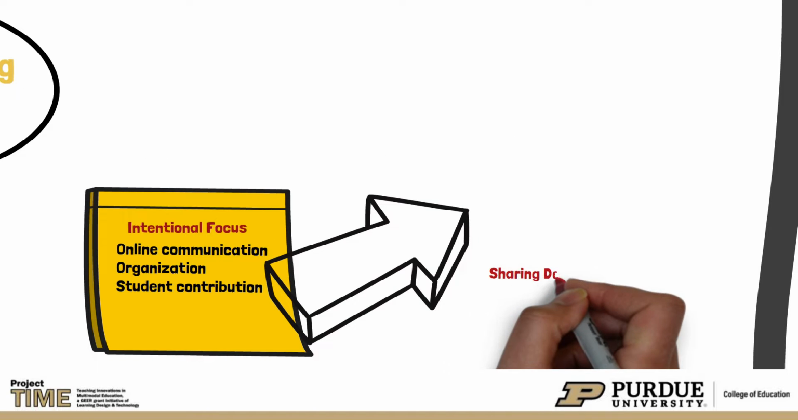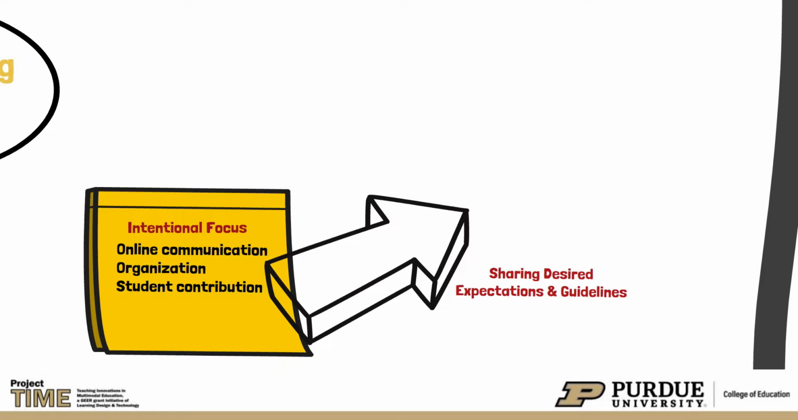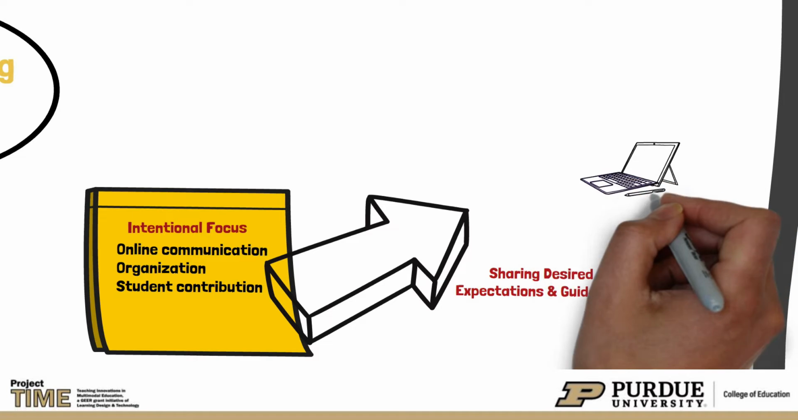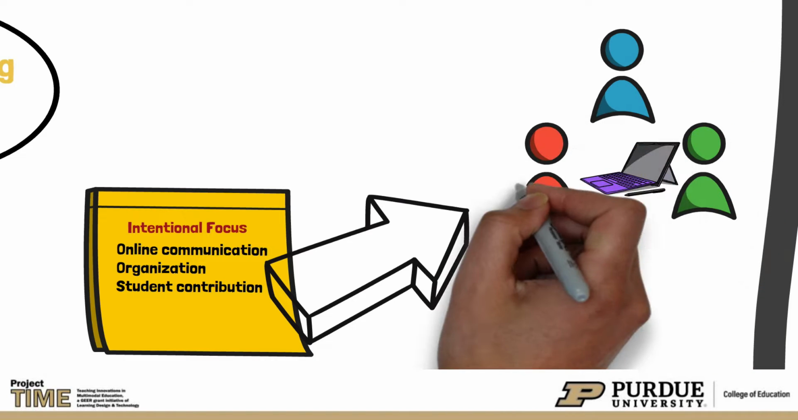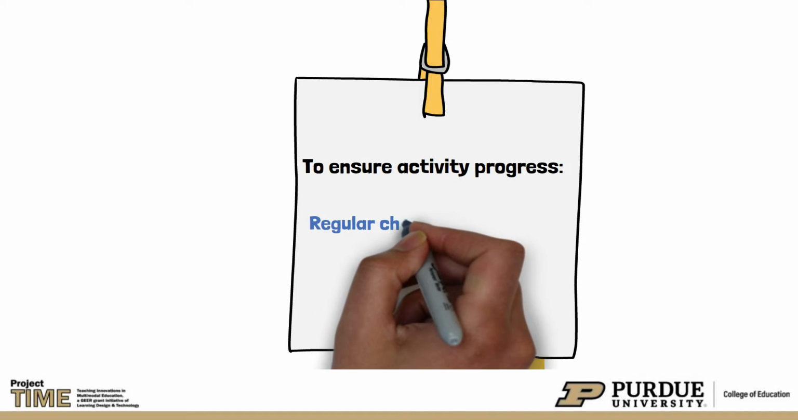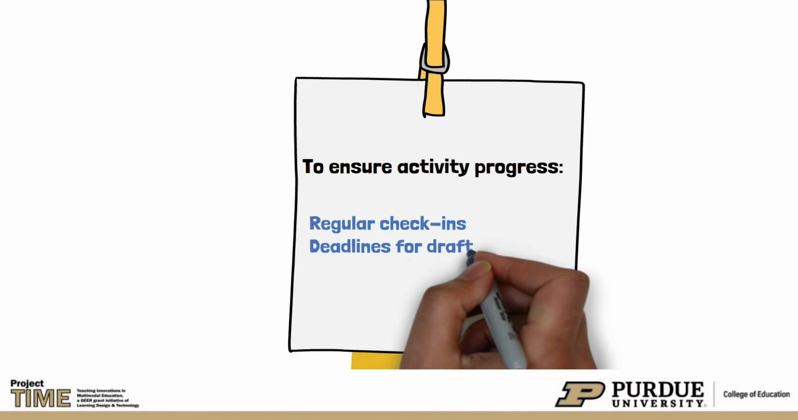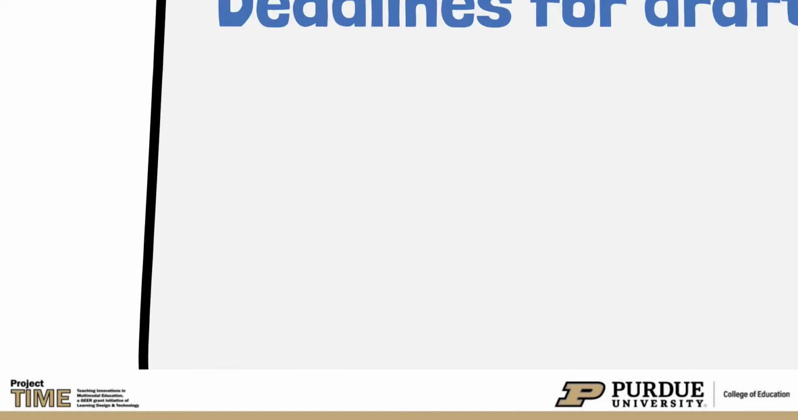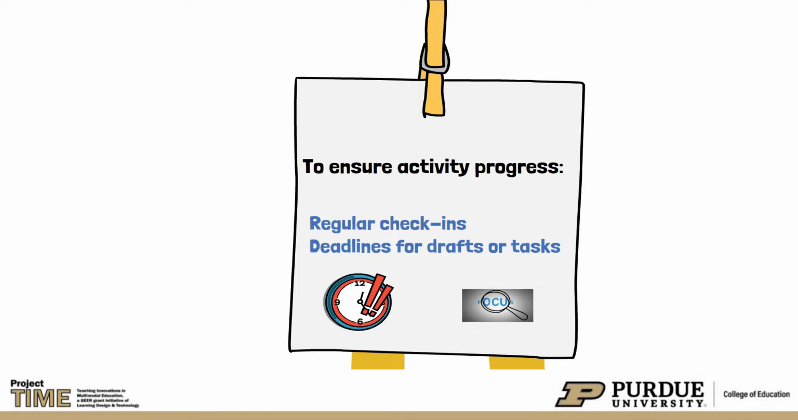Communication is essential for sharing desired expectations and guidelines for blended and online learning activities. It is beneficial to provide tips for how students can communicate and remain present during group work in online environments. To ensure activity progress, set regular check-ins with individual students or groups, and provide deadlines for drafts or tasks. Providing benchmarks or deadlines for group work helps focus the students' work into smaller chunks.